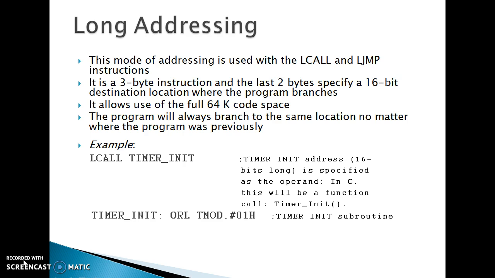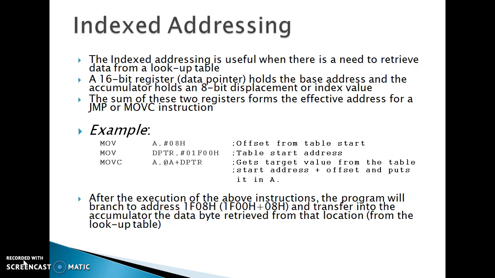It is a 3-byte instruction and the last 2 bytes specify a 16-bit destination location where the program branches. It allows use of the full 64 kilobyte code space. The program will always branch to the same location no matter where the program was previously. Example is LCALL TIMER_INIT. TIMER_INIT: MOV TMOD, #01H. Here LCALL represents the long addressing.